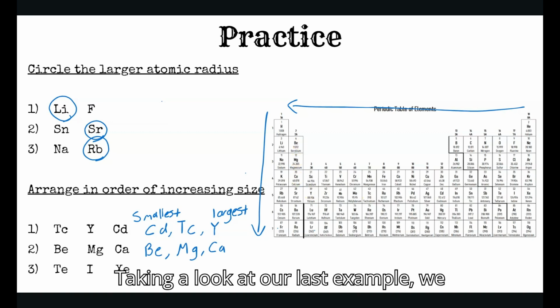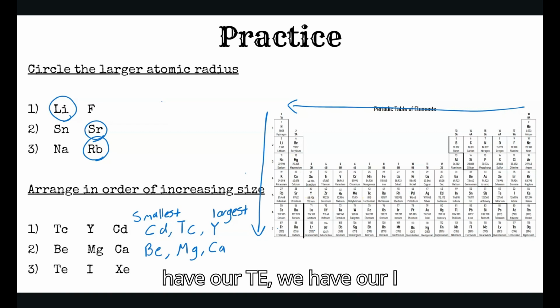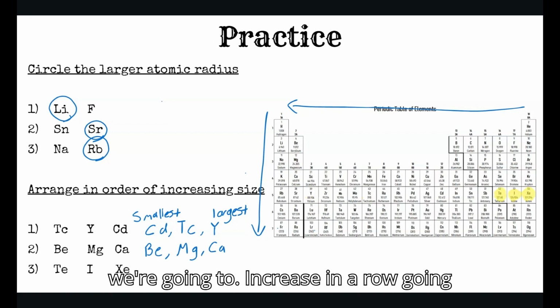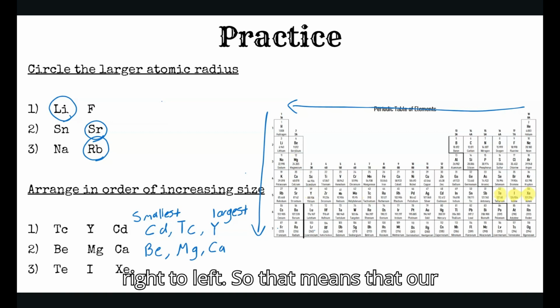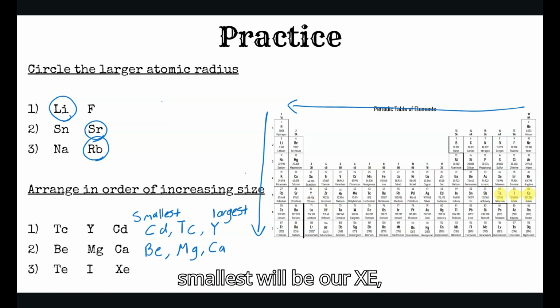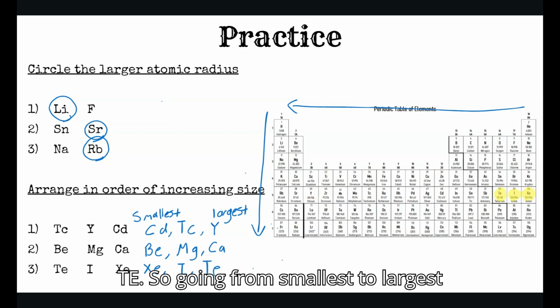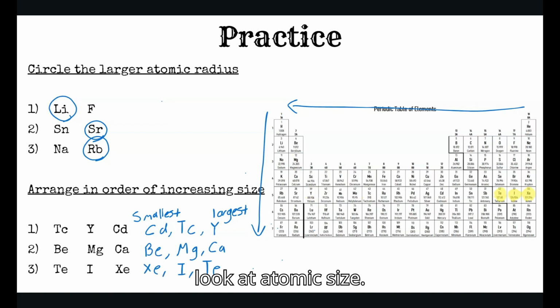Taking a look at our last example, we have our Te, we have our I, and we have our Xe. All right, so looking at the trend again, we're going to increase in a row going right to left. So that means that our smallest will be our Xe, the middle will be our I, and then the largest will be our Te. So going from smallest to largest. And that is going to be how we take a look at atomic size.